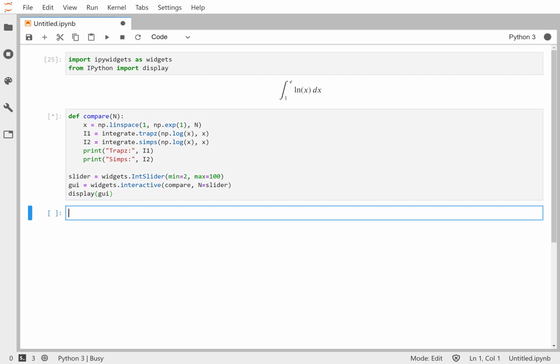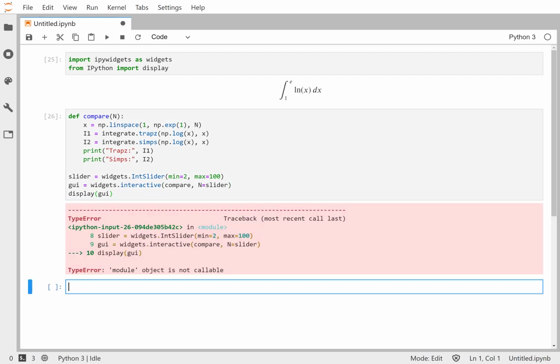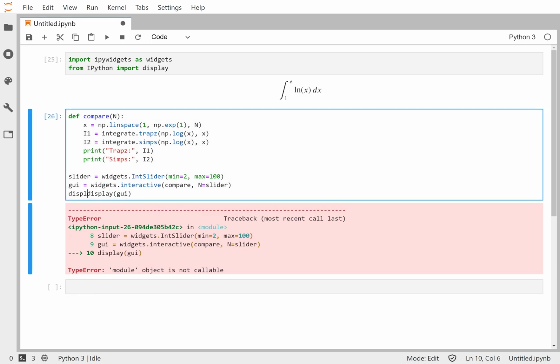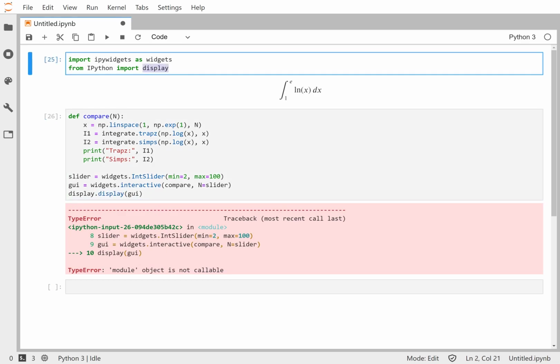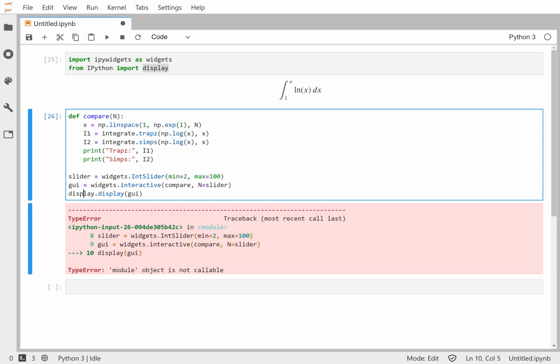So unless I made a typo, I made a typo, of course. Display module not, sorry, my bad. So I imported the display module up here, and the function to display is called display. So it's sort of a double here: display.display, the display module, and use the display function from that module.